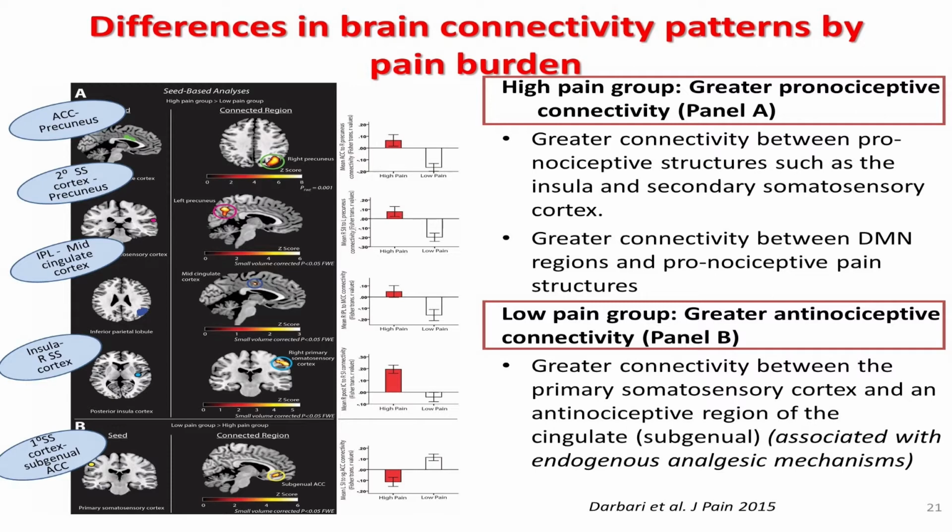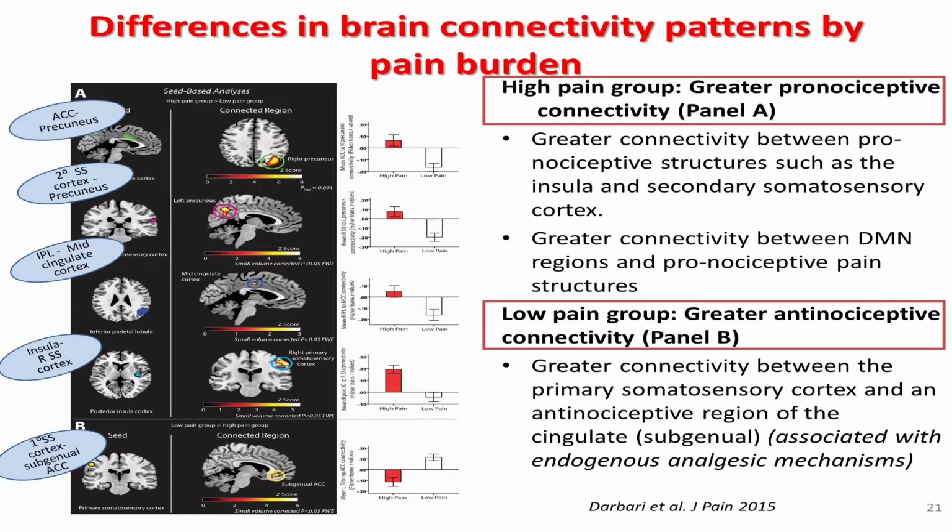So patients who were in the lower pain group had connectivity to the anti-nociceptive area. And the patients who have a higher burden of pain had more connectivity to the nociceptive area. It's just a cross-sectional study, but I think it's important to ask, were these patients born this way?